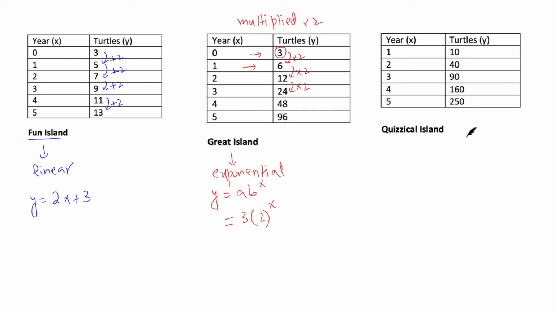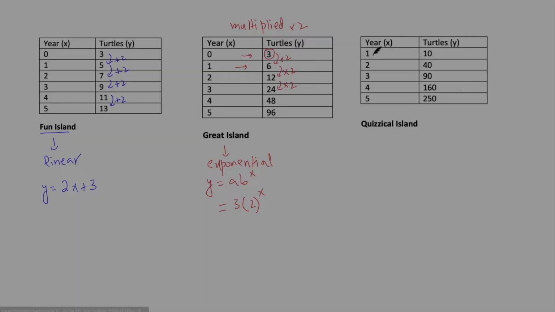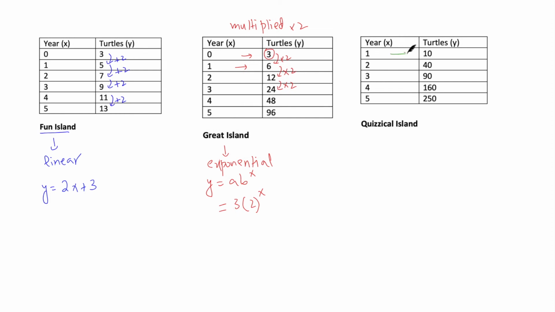Now let's have a look at the last scenario, which is the Quizzical Island. In year 1, we have 10 turtles. In year 2, we have 40 turtles. Then in year 3, we've got 90. Then in year 4, we've got 160 and then 250. This looks a little interesting and confusing as well. I think that's why it's called Quizzical Island.